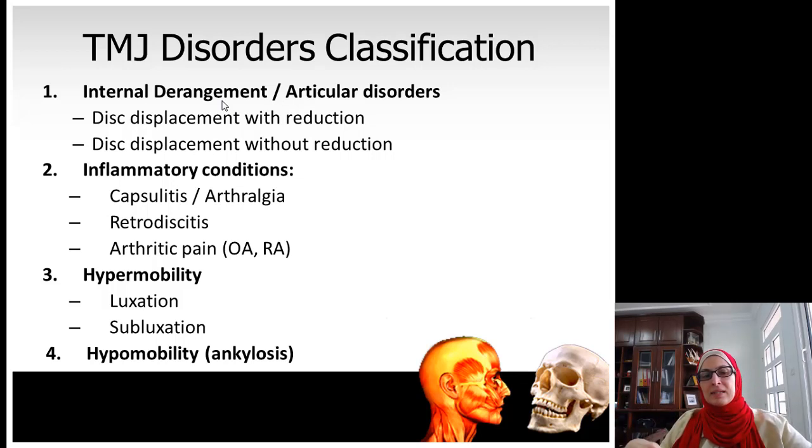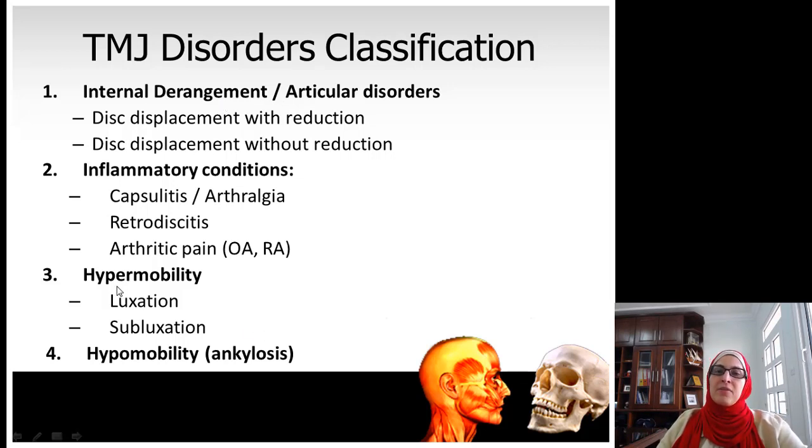The second class is inflammatory conditions, whether just inflammation in the capsule that surrounds the joint, or maybe inflammation in the retrodiscal tissues that have the blood supply and the nerves, or maybe inflammation of the bone, and in this case it is arthritic changes. It's either osteoarthritis or rheumatoid arthritis, as we'll see later.